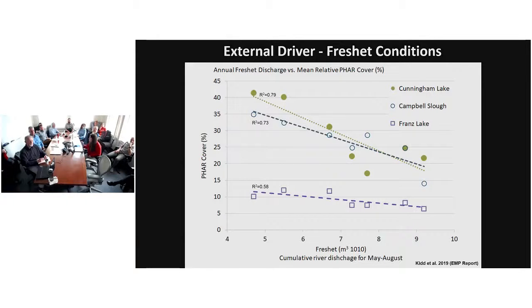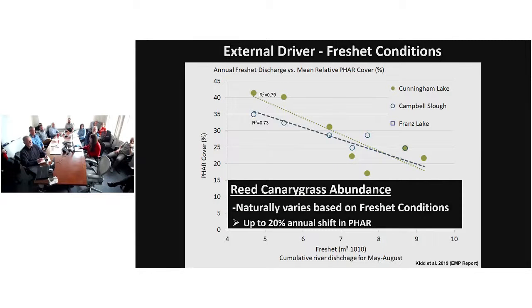And so what this indicates, and this is mainly going from Sauvie Island upriver, is that reed canary grass has a natural variability of up to 20% shift in reed canary grass cover on an annual basis, pretty much driven by freshet conditions. And so that's really important when we're thinking about how we're interpreting restoration outcomes, because water year is going to really matter.